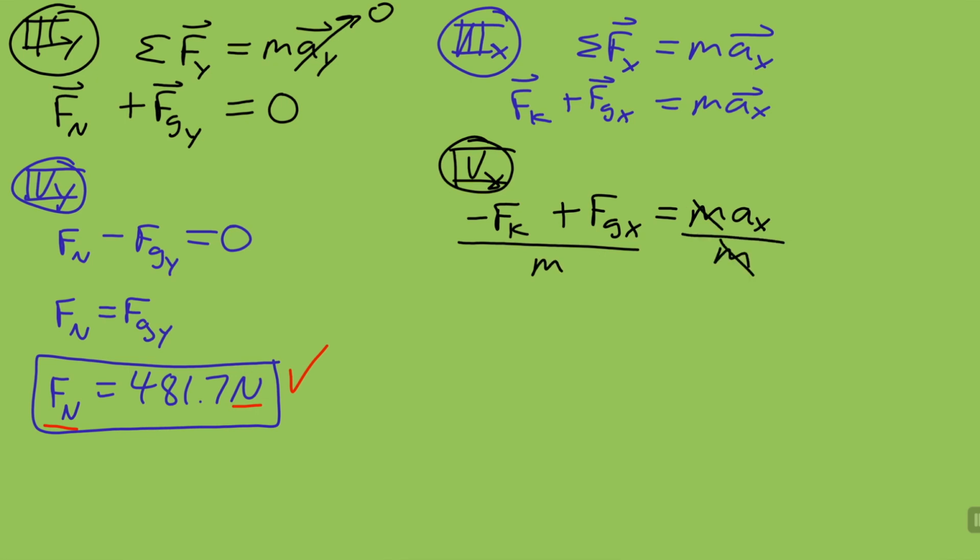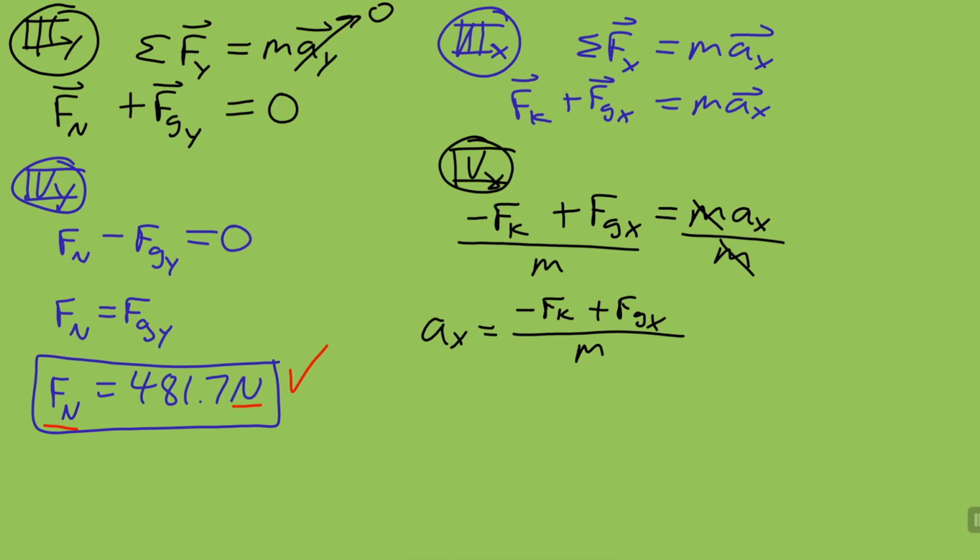When I do that, the m's cancel over here. So now I just have a sub x on the right side. I'm going to switch left and right. Let me just recopy this real quick. That's going to give me a sub x is equal to minus f sub k plus f sub gx, all of this over m. So f sub gx, I figured that out back in step 0. M I knew, that's the mass, that's 60 kilograms.